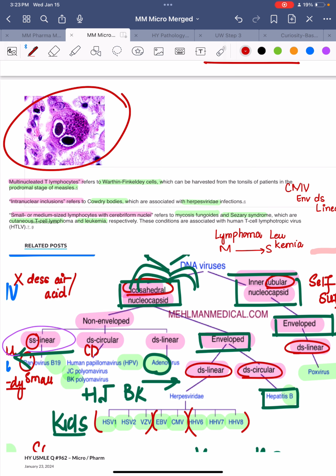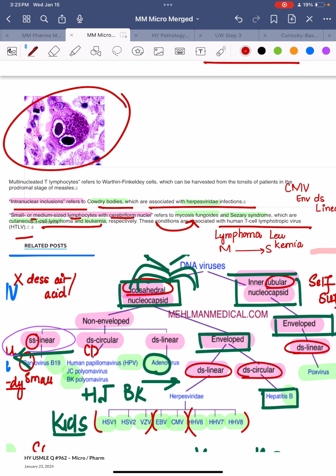And of course, some more things about the herpesviruses: they can have multinucleated T lymphocytes, which refers to Warthin-Finkeldey cells, which can be harvested from the tonsils of the patient in the prodromal stage. The intranuclear inclusions, also known as Cowdry bodies, are also associated with the Herpesviridae family. You can also have small or medium-sized lymphocytes with cerebriform nuclei, and this disease is known as mycosis fungoides or Sézary syndrome, which are basically cutaneous T-cell lymphomas and leukemias. These conditions are associated with human T-cell lymphotropic virus.